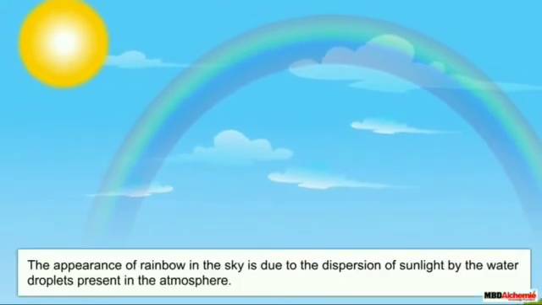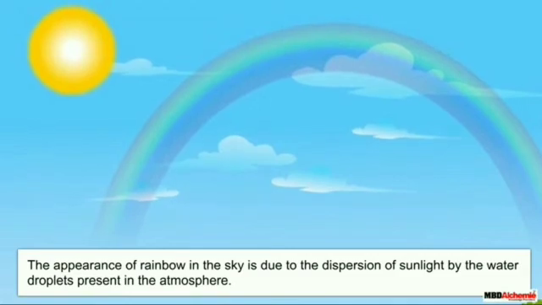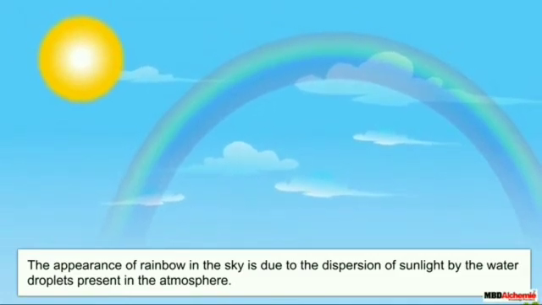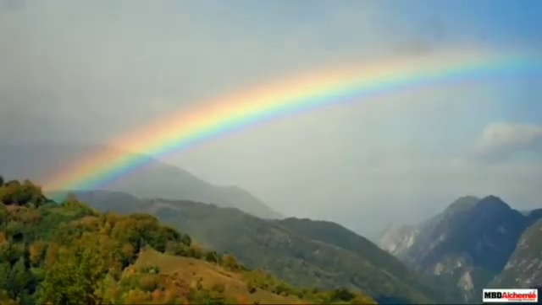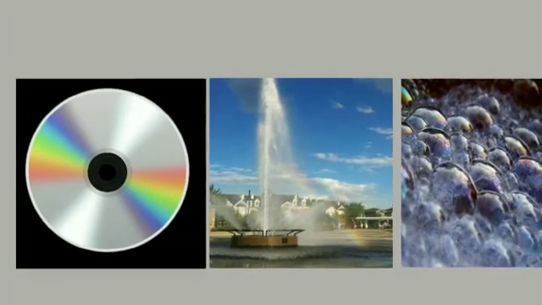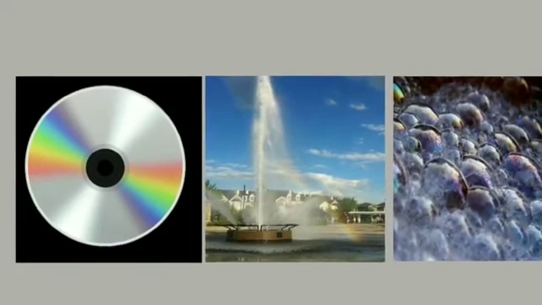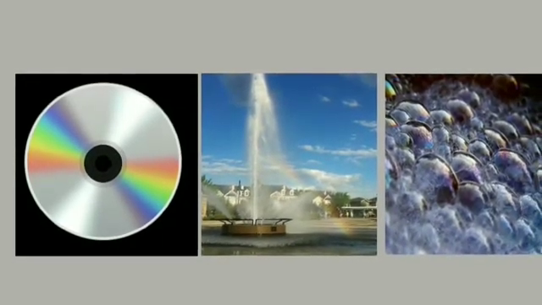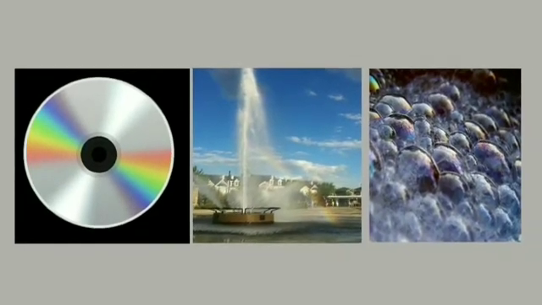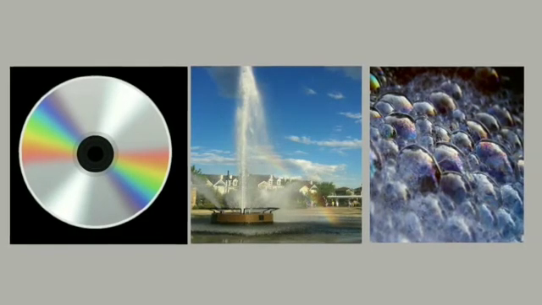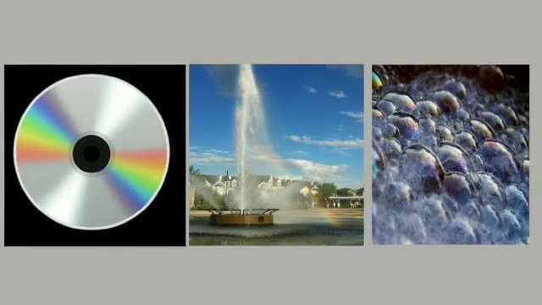And what is dispersion then? It is the phenomenon of splitting up of white light into component colors. The appearance of a rainbow in the sky is due to the dispersion of light, and we can also see many applications of this dispersion in everyday life. For example, the bands of colors that we obtain in a water fountain, soap bubbles and a CD are all due to the dispersion of light.